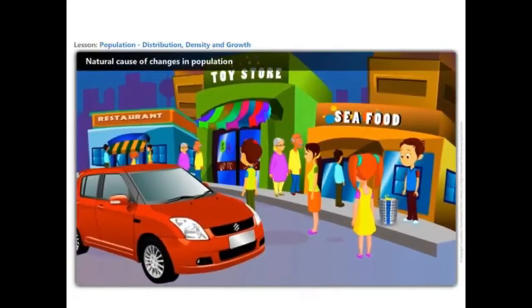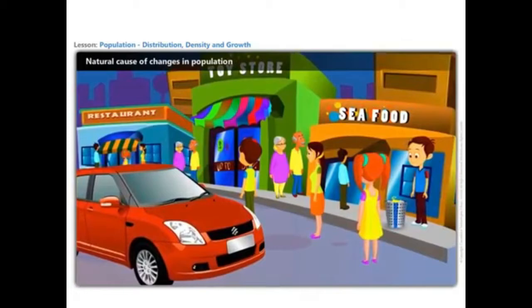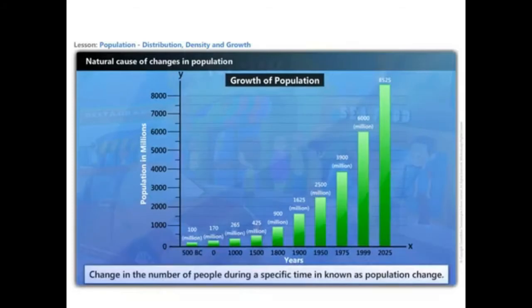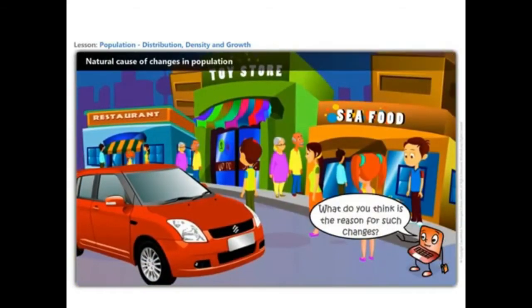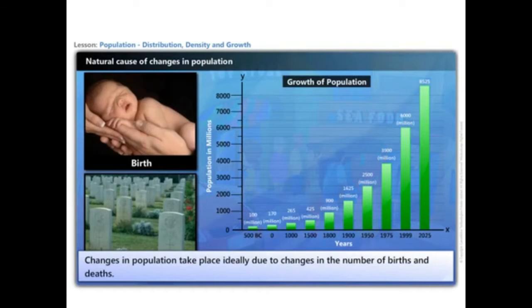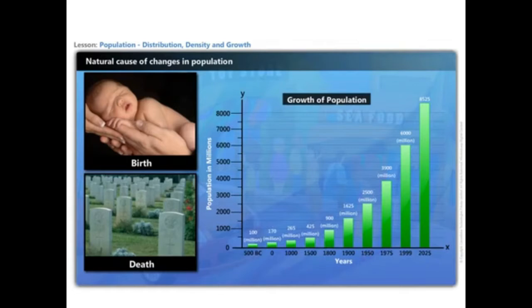Have you noticed that there is a change in the number of inhabitants in your city? Similarly, the world population has increased manifold. Change in the number of people during a specific time is known as population change. What do you think is the reason for such changes? Changes in population take place ideally due to changes in the number of births and deaths.